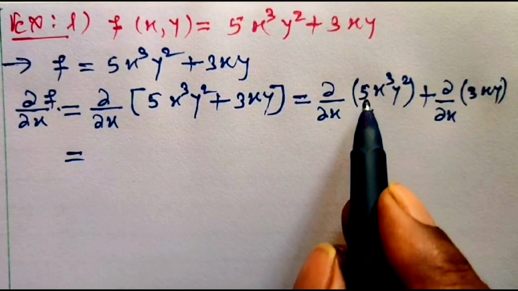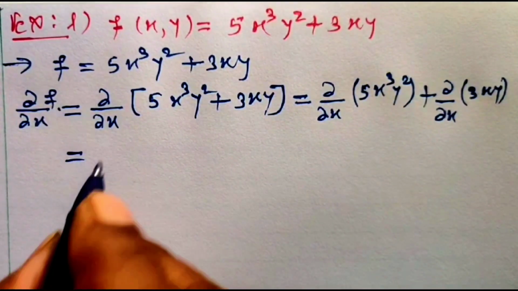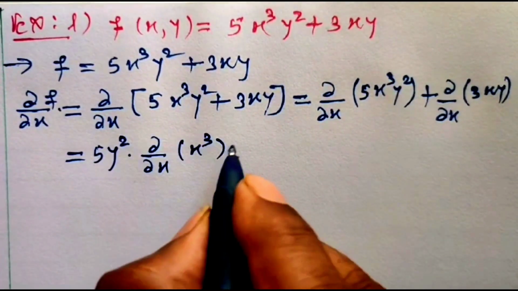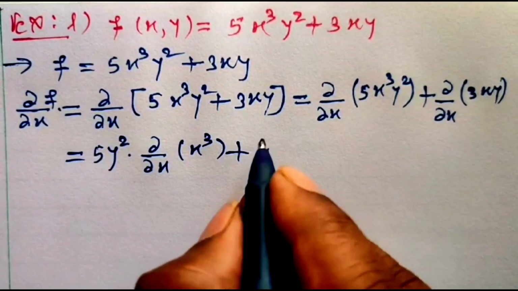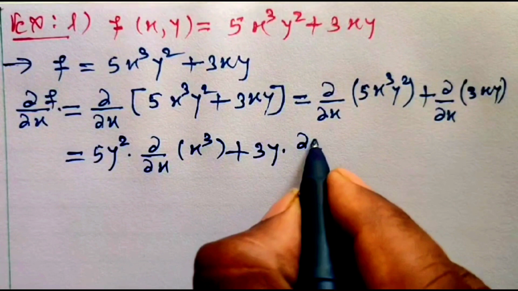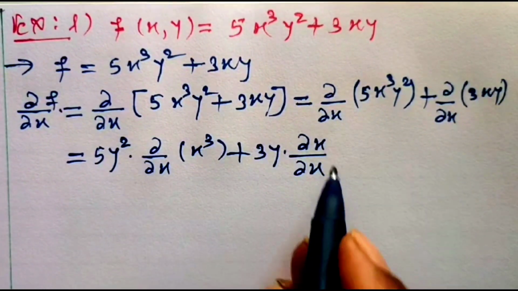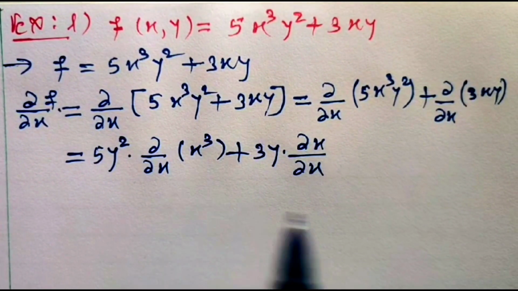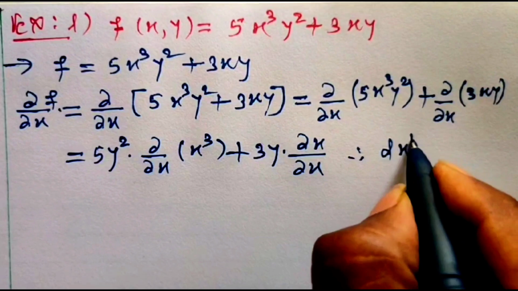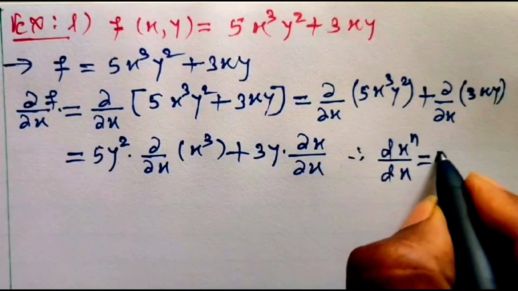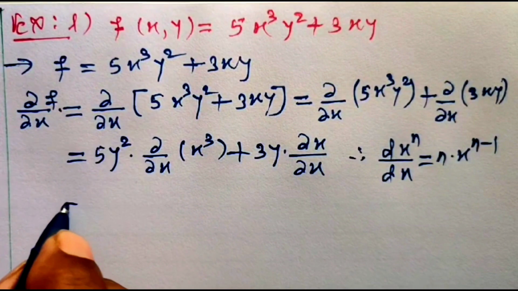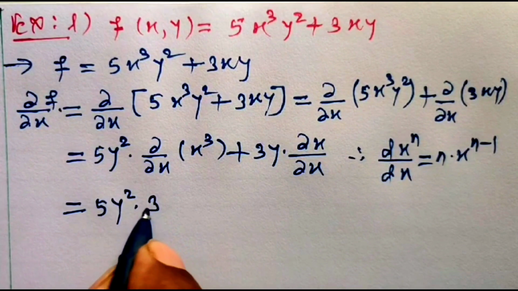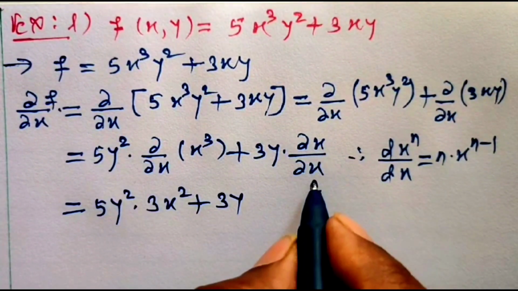Now this can be written as, here we are taking the partial derivative with respect to x considering y as constant. So 5 times y square becomes a constant coefficient: 5y square partial derivative with respect to x of x cube plus, here 3y becomes a constant coefficient, 3y partial derivative of x with respect to x. Now the partial derivative of x with respect to x is 1, and for the partial derivative of x cube, you know this formula, the derivative of x to the power n with respect to x is equal to n into x to the power n minus 1. So this is equal to 5y square into the derivative of x cube, which is 3x square, plus 3y. Derivative of x with respect to x is 1.